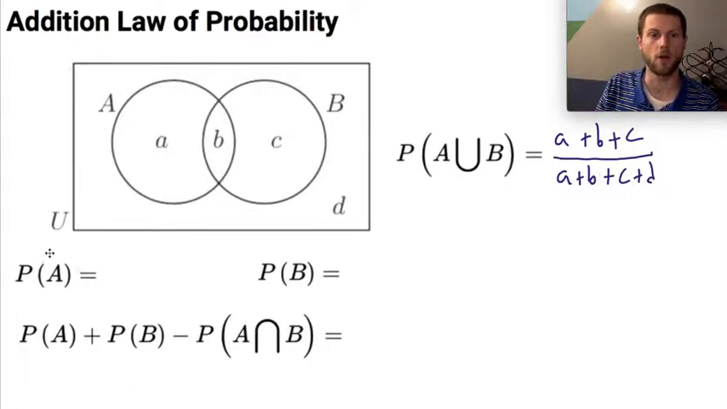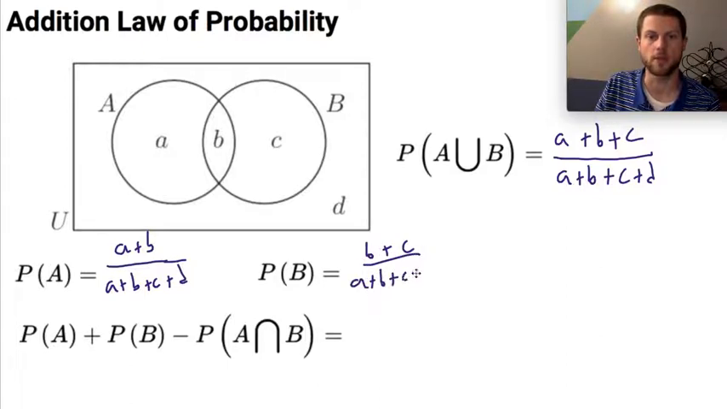The probability of selecting A is going to be everything inside of set A, which is A plus B, and that's also over the sample space, A plus B plus C plus D. And the probability of B is going to be given as B plus C over A plus B plus C plus D. And finally, I want to do one more thing here where I want to find what the probability of A plus the probability of B minus the probability of A and B, or the intersection of A and B. So that would be this space right here.